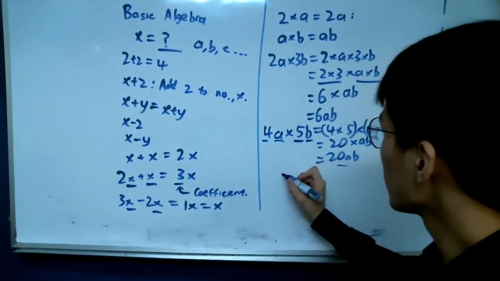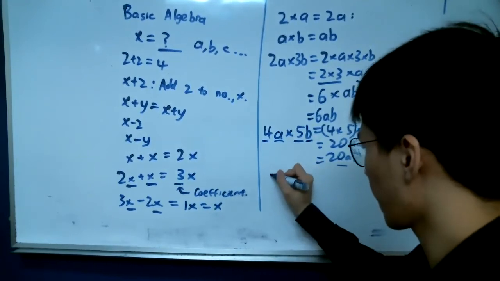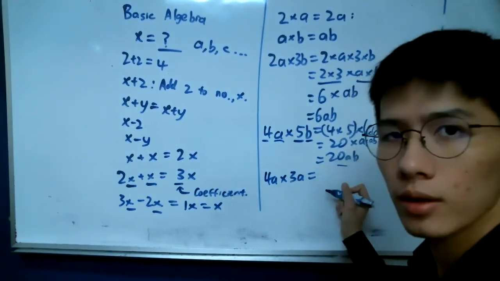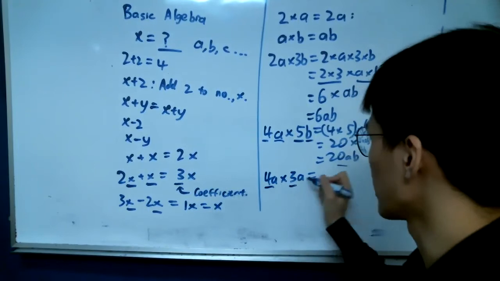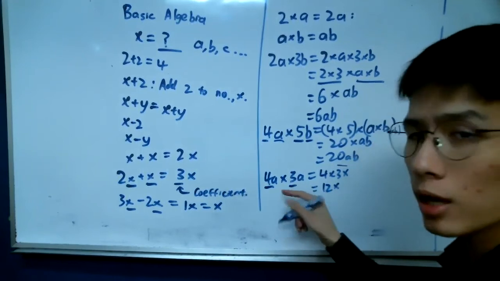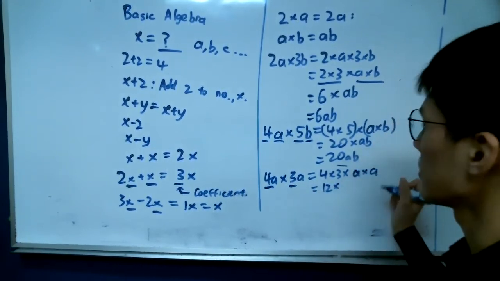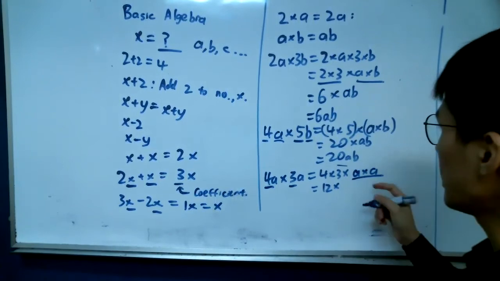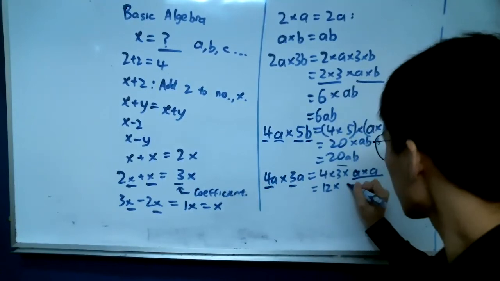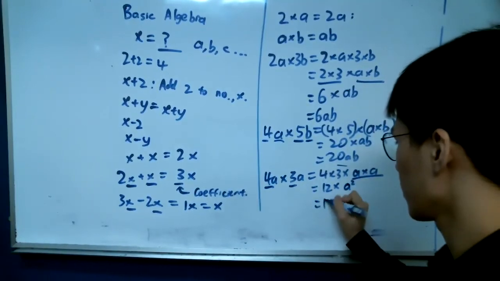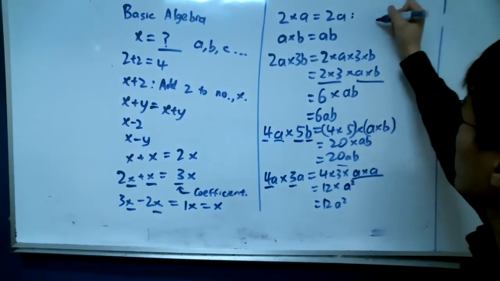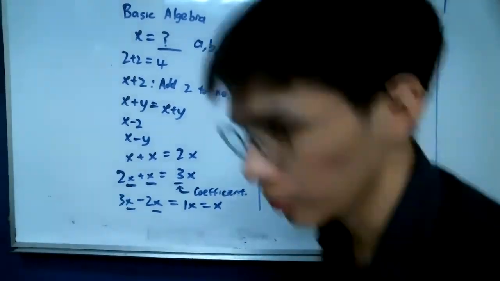And the last thing, what if I have 4a times 3a? The first step is, of course, coefficients multiplied together. 4 times 3 equals 12. But it's multiplied by a times a. Do we write a times a as aa? We don't actually need to do that. We can write it as a squared. So in other words, this a squared here, let's just erase the first part.